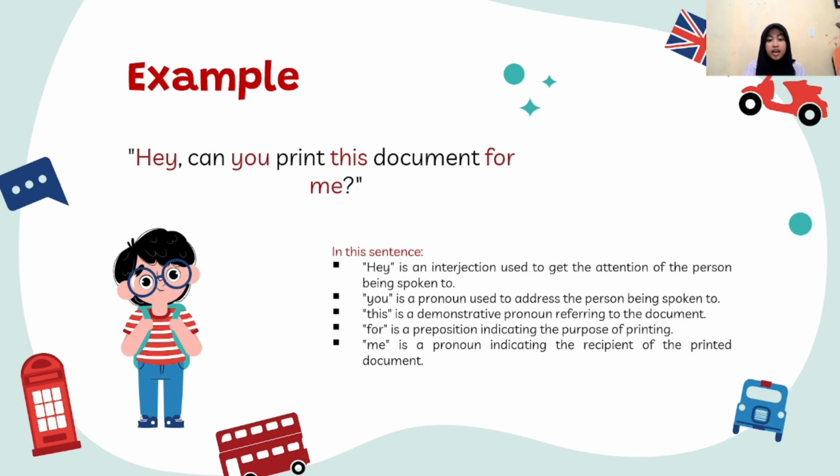In this sentence, hey is an interjection used to get the attention of the person being spoken to. You is a pronoun used to address the person being spoken to. This is a demonstrative pronoun referring to the document. For is a preposition indicating the purpose of printing. Me is a pronoun indicating the recipient of the printed document.